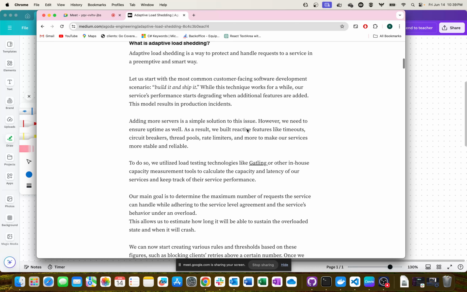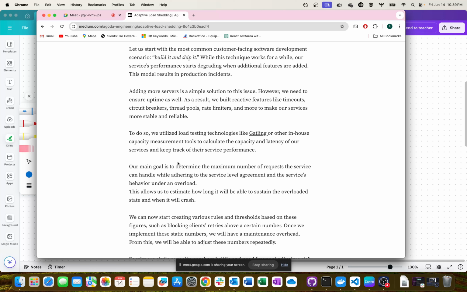So the way that people usually write software, when we are building 0 to 1, like right now I'm building a software 0 to 1, is that we basically build a simple software, and then we build features like timeouts, circuit breakers, thread pools, rate limiters. When the software starts getting more and more traffic, then we start thinking of these things. Because if there's no traffic, why are we thinking of these things?